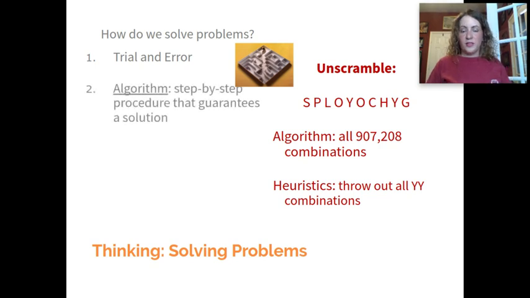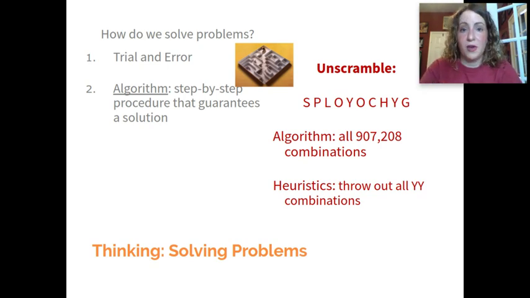The other way that we can solve a problem, the second way, is using an algorithm. An algorithm is a step-by-step procedure that guarantees the solution to a problem. You can't go wrong with an algorithm. Of course, algorithms take a long time sometimes.